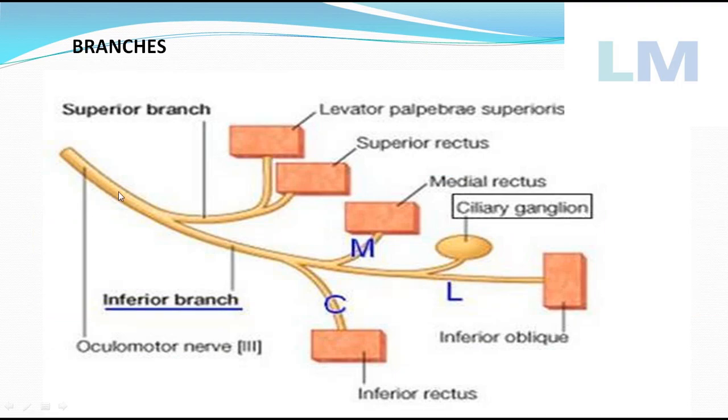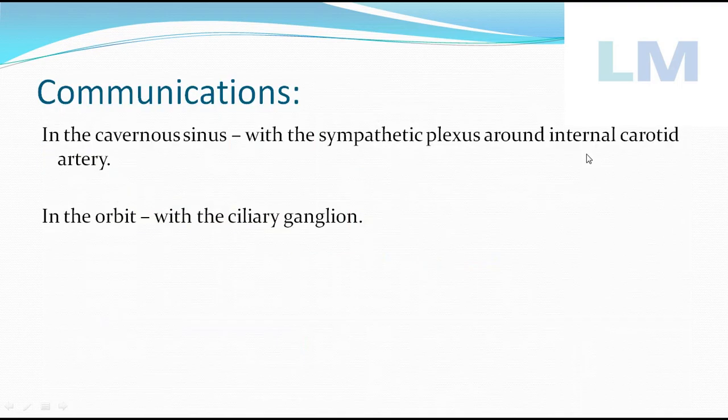So that is the summary of this. Upper division, one more time: superior rectus, levator palpebrae superioris. The lower division gives three branches, one for the medial rectus, one for the inferior rectus, and the longest branch will be for the inferior oblique. That will give a communicating branch from the Edinger-Westphal nucleus. The fibers which are hitchhiking on the oculomotor nerve will now reach the ciliary ganglion. Postganglionic fibers go to supply the constrictor pupillae and the ciliaris muscle of the eyeball.